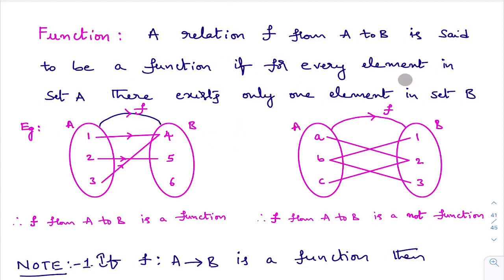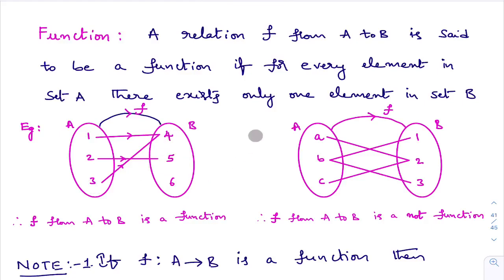You see here, this is important: for every element in set A, there exists only one element in set B. Is it a function? You may get confused here, since the elements 1 and 3 have the same element 4. No, it's not like that. For the element 1, how many elements exist in set B? Only one element, that is 4. For element 2, how many elements exist in set B? Only one element. For the element 3, how many elements exist in set B? Only one element, that is 4.